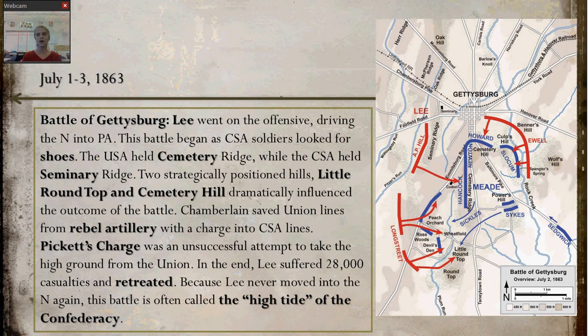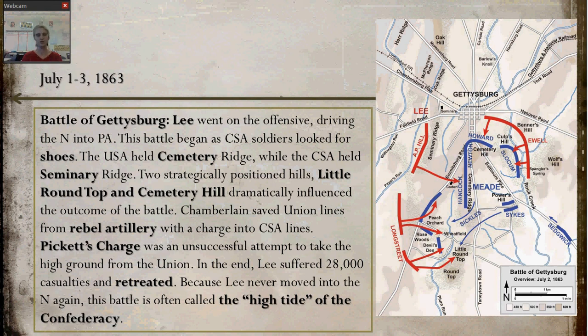So if you look at this map here, the United States Army, the Union Army, holds Cemetery Ridge, okay, which is this hill right here. The South holds Seminary Ridge. So you see these two ridges facing each other. And they're basically battling over who's going to get to control two major strategic hills, Little Round Top and Cemetery Hill. So Cemetery Hill is over here, okay? Little Round Top is down here, all right? And basically, whoever controls those hills is going to determine the outcome of the battle.